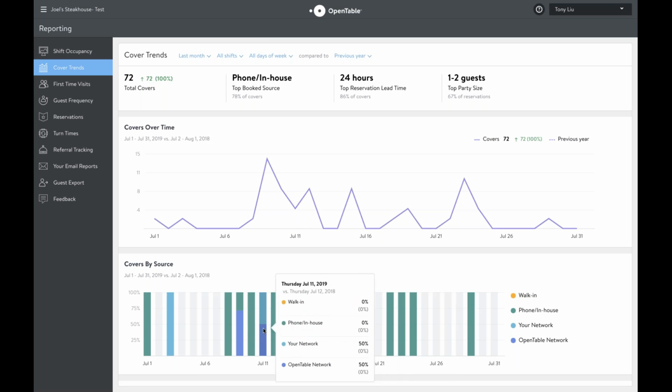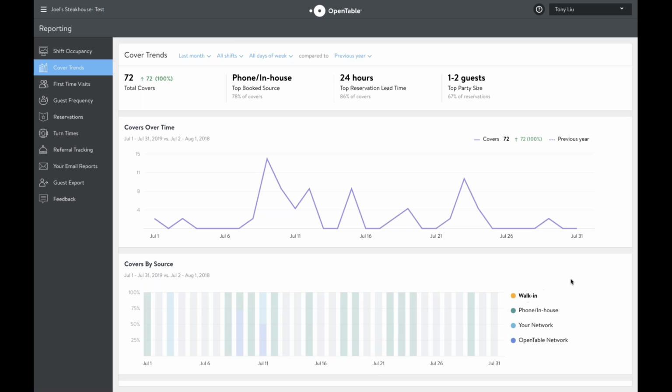Right here, you'll see the walk-in percentage versus last year's percentage, and then the phone and in-house percentage versus last year's percentage. So you have a breakdown of each day, and it compares this year versus last year for each individual source for each day as well. So it's a great tool to use.